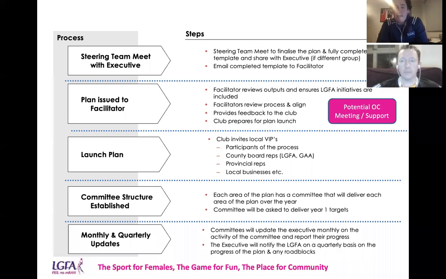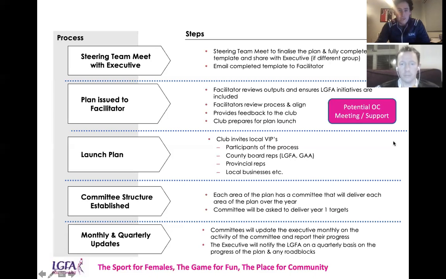and we'll maybe add it in. And then after that meeting's had, I would email the plan to the club facilitator to say, look, we're finished here. We think this is what we're going for. Take a look over it. After that, the facilitator will look over it, and they'll, I suppose, ensure it just fits in with the LGFA's ethos and initiatives and things like that as well, because there might be something that maybe you as a club aren't aware of that you could get involved in.